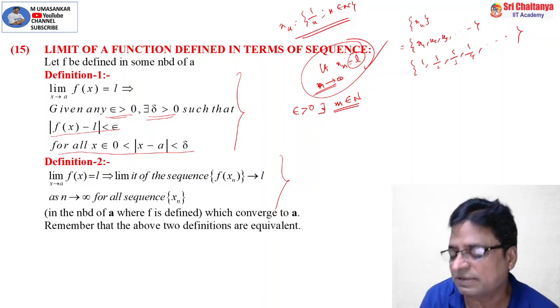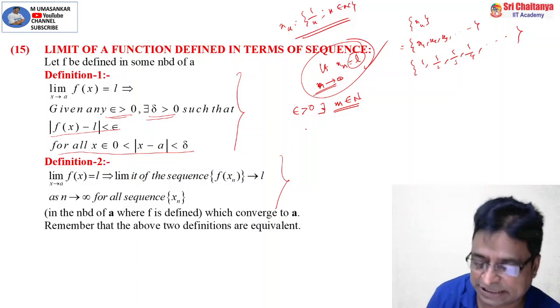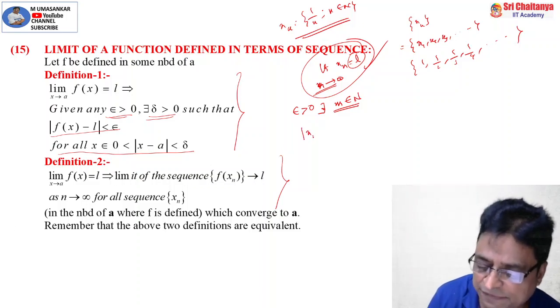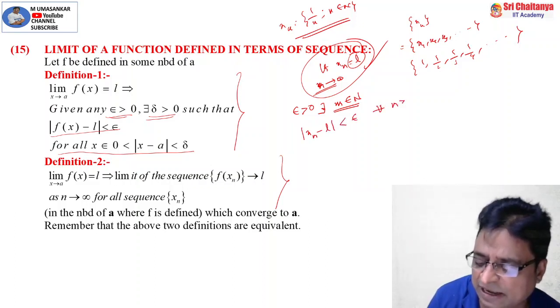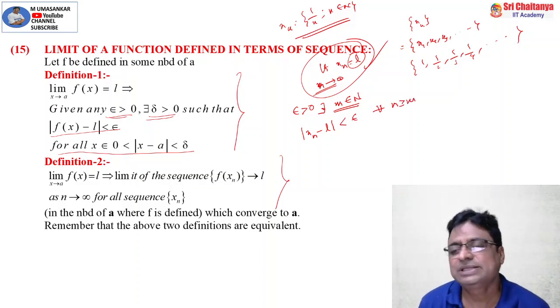In sequences I am mentioning a positive integer m, M belongs to N, such that modulus of xn minus L is less than epsilon for every n greater than or equal to m. See how beautifully it is defined.